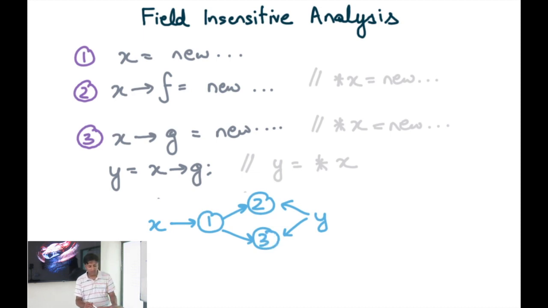Now once again, because this is a field insensitive analysis, we are ignoring the fact that Y is only reading the field G and G could only contain an object of type 3. And so a more precise analysis should have told me that Y can only point to 3 and not to 2. But because I'm doing a field insensitive analysis, I'm getting an imprecision because of that. And so it basically says Y can point to either 2 or 3.